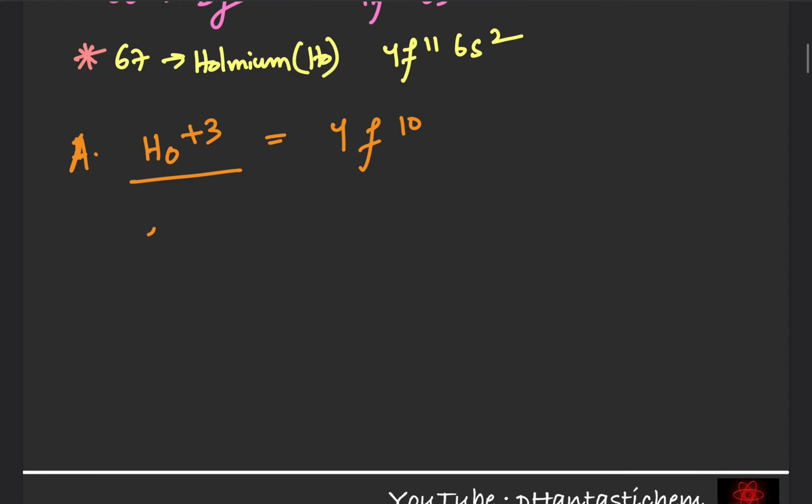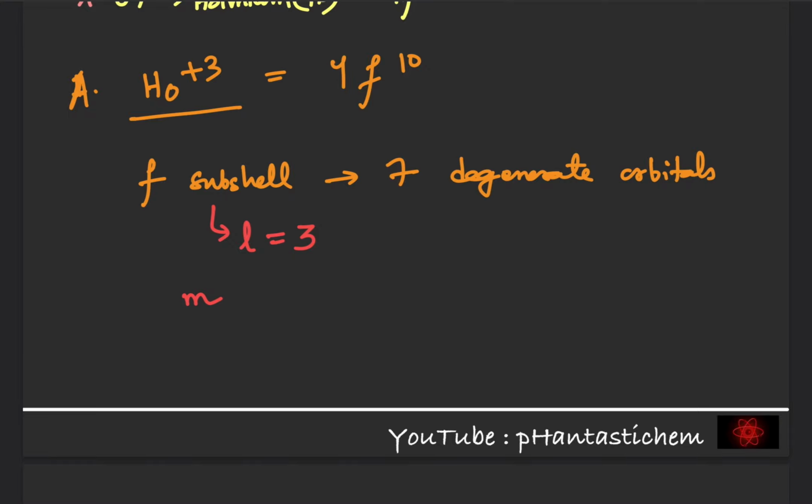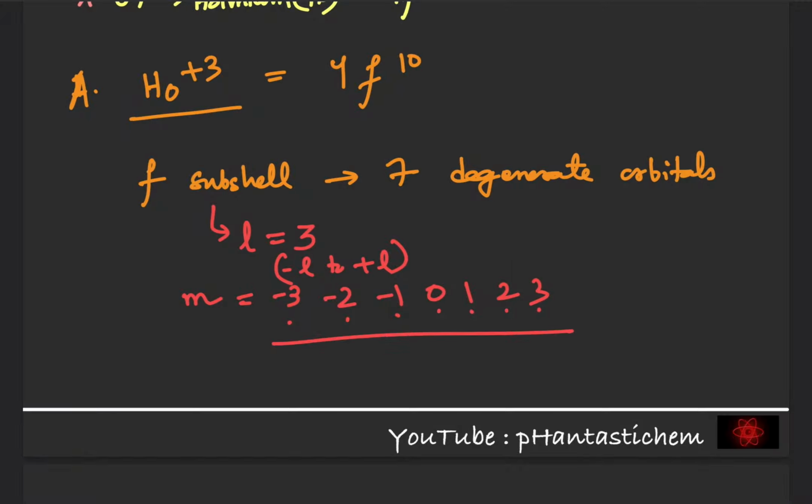Okay, one more thing, remember, the F subshell has 7 degenerate orbitals. Degenerate meaning they have the same energy. Because for the F subshell the value of L is equal to 3, and therefore the value of M, magnetic quantum number, ranges from -L to +L, so its value can be -3, -2, -1, 0, 1, 2, 3. So there are 1, 2, 3, 4, 5, 6, 7. That's why the F subshell has 7 degenerate orbitals.